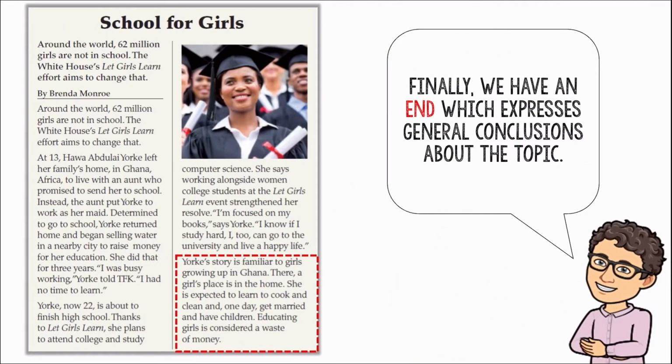Finally, we have an end, which expresses general conclusions about the topic. So we have the end or conclusion. And it says, Yorkie's story is familiar to girls growing in Ghana. There, a girl's place is in the home. She is expected to learn to cook and clean, and one day get married and have children. Educating girls is considered a waste of money. So as you see, the life in Ghana is very, very unfair.